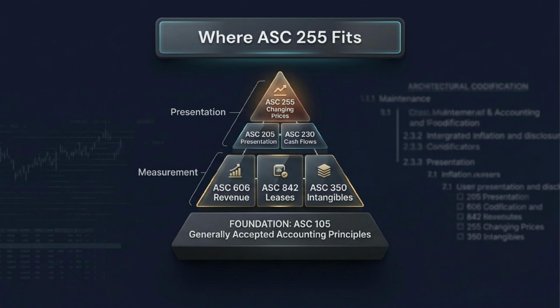ASC 255 is not a recognition or measurement engine like revenue, leases, or intangibles. It does not tell us when to record an asset or liability. It sits closer to presentation and disclosure thinking because its purpose is to add changing price insight around the primary statements. So remember this placement. The primary financial statements remain the main report, and this topic gives supplementary inflation perspective around them.